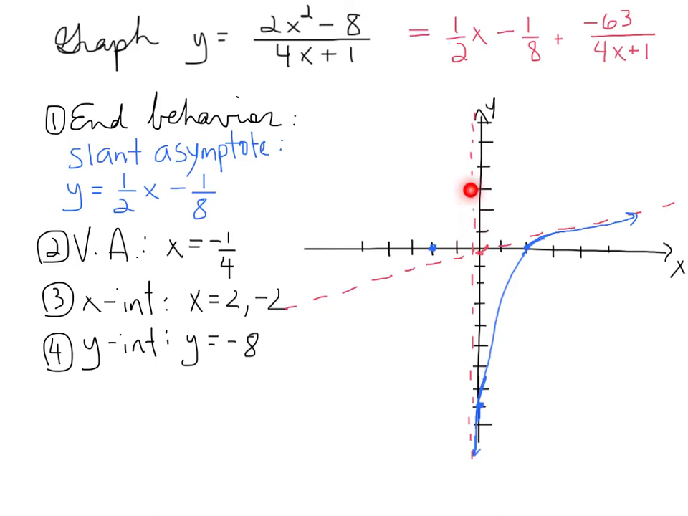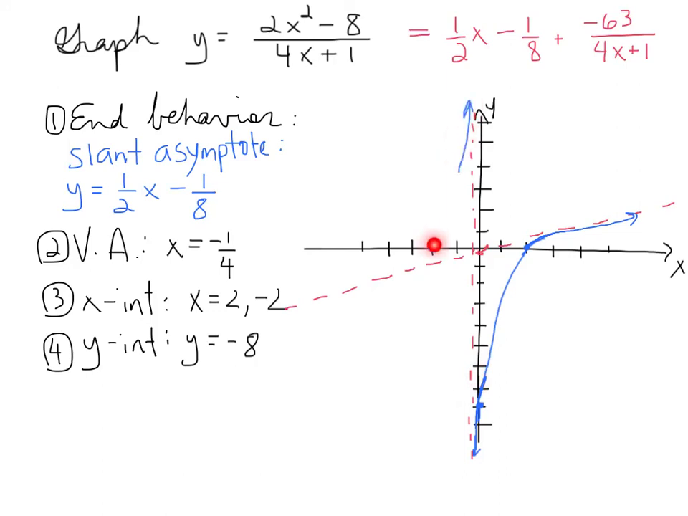Okay, now I want the behavior on the other side of the vertical asymptote. Since we went down on this side, and this 4x plus 1 has a power of 1, I know that this vertical asymptote, if you will, has an odd multiplicity. So since it goes down on this side, it has to go up on this side. Okay, again, the power of this is 1, so the corresponding vertical asymptote, the function will go down on one side and up on the other.